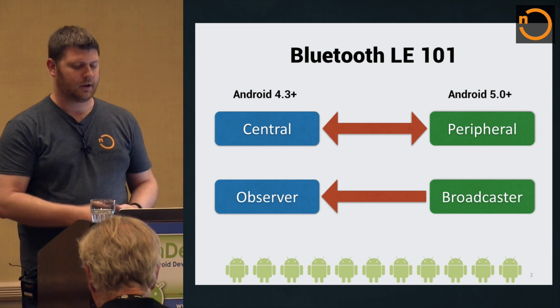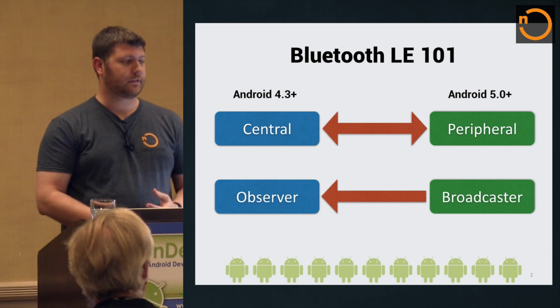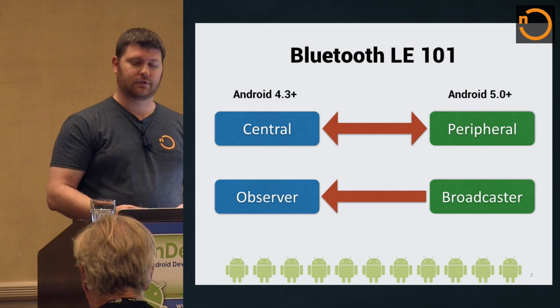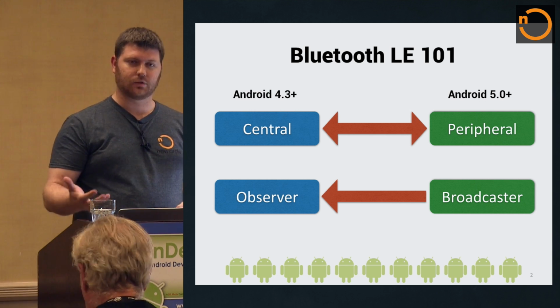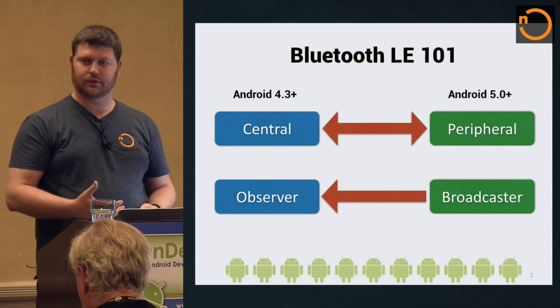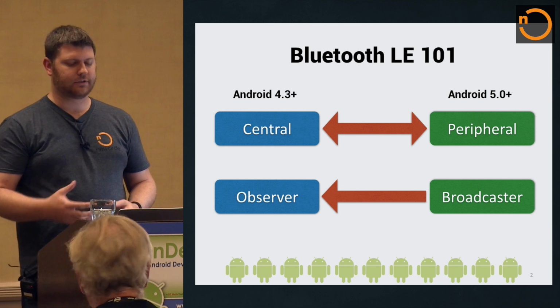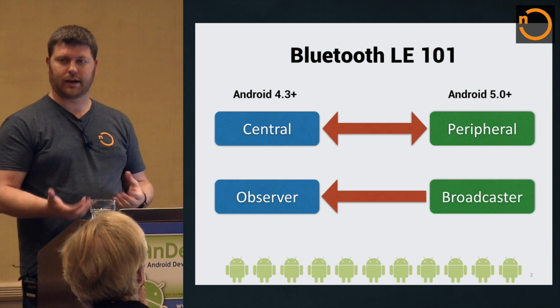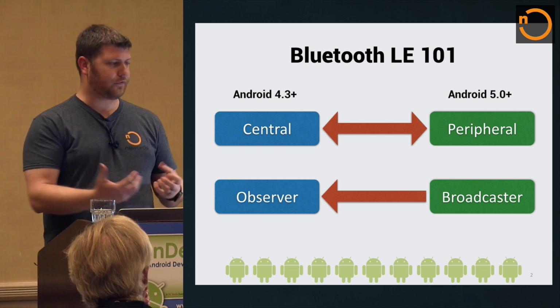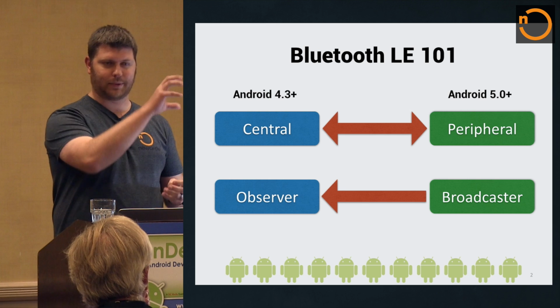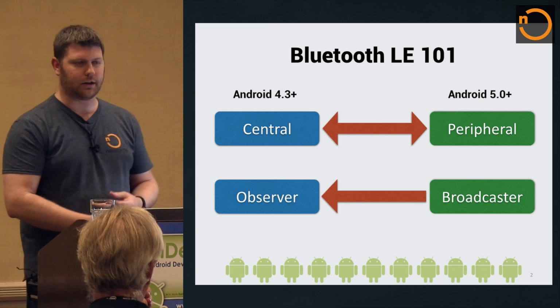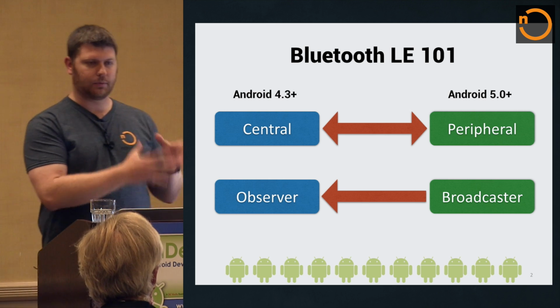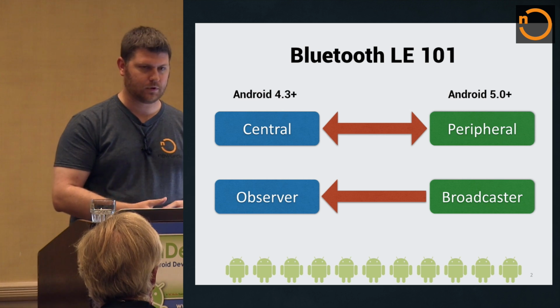on a device. Now, with the Lollipop release, they've given us the APIs to do advertising as well and to generate what's known as a GATT server, which allows us to create peripherals and broadcasters on Android devices as well. So now, from an Android device, we can implement any one of the primary BLE roles, whereas prior we were only able to do about half of them. Okay?